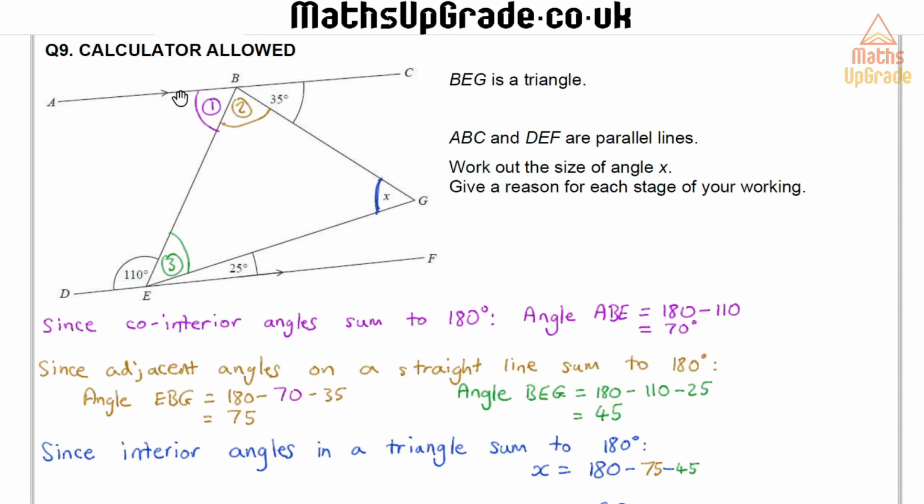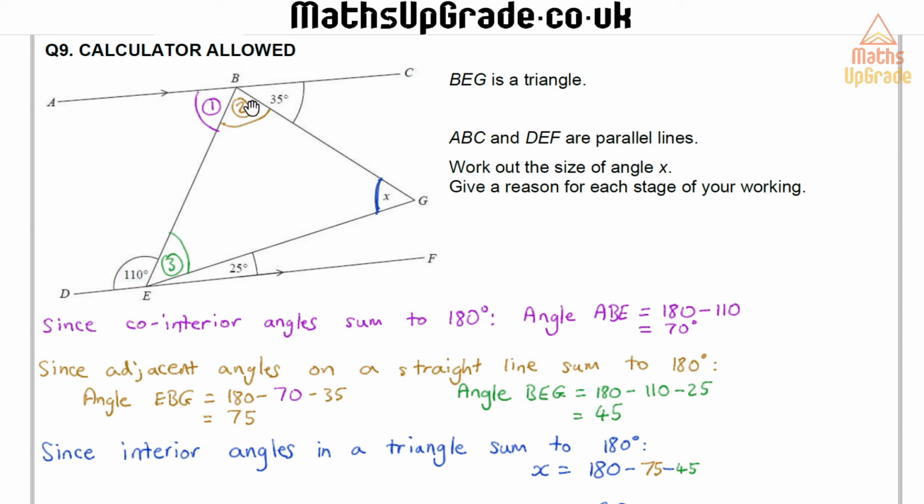Okay. First of all, I'm going to find angle 1. Then I'm going to find angle 2. Then I'm going to find angle 3. Then I can use those answers to find angle X. That's my final answer. So, first of all, angle 1 is found by recognizing these two angles are co-interior, because they're on both sides of this transversal, and your parallel lines are here. So these two angles would sum to 180 degrees, therefore angle 1 is 70 degrees.